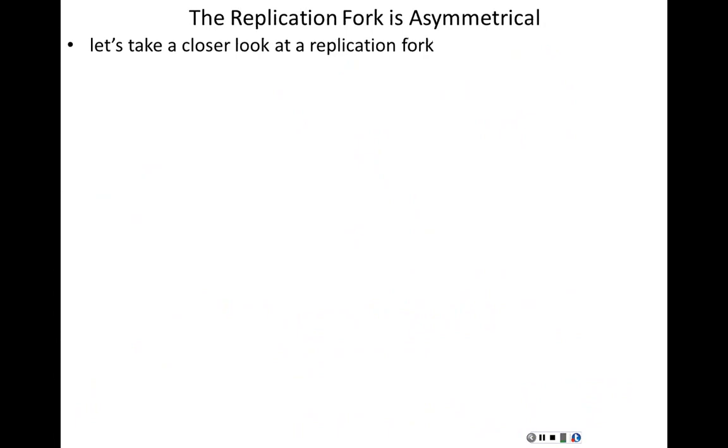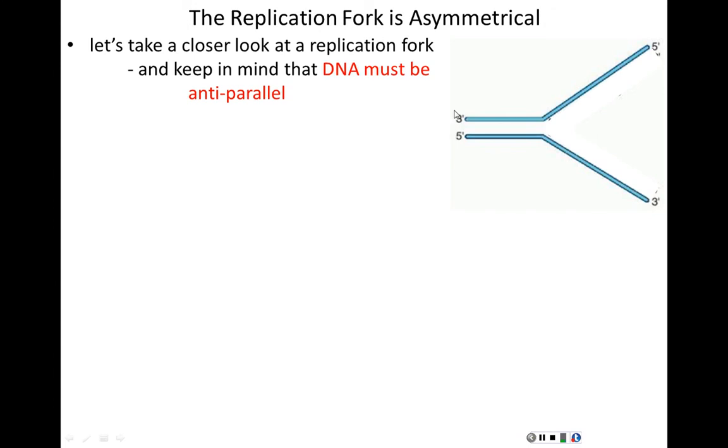All right, so let's go back to our replication fork and take a closer look at what's actually going on in that replication fork. Here's a very general schematic of a replication fork. Keep in mind that the DNA strands are always anti-parallel, so the strand on top is going 5' to 3' right to left, while the strand on the bottom is going 5' to 3' left to right. The DNA has been pried apart here, so we're on the left side of a replication bubble, and this DNA is single-stranded, so it can act as template.